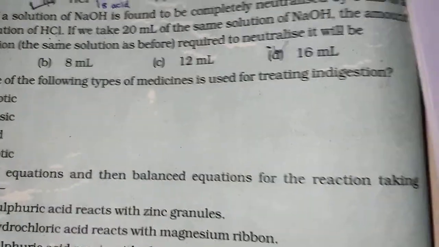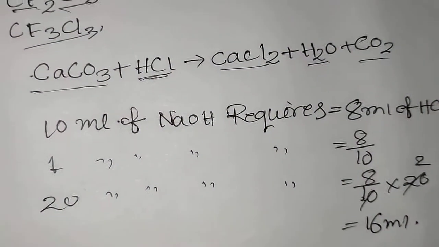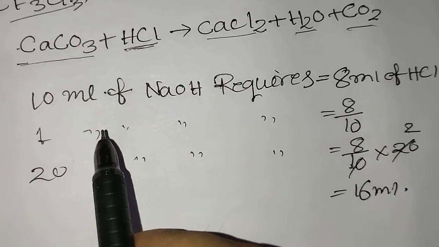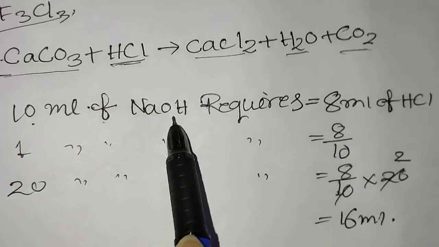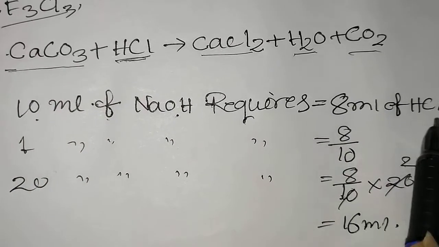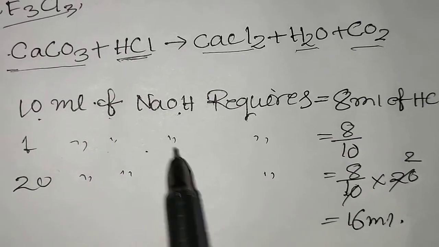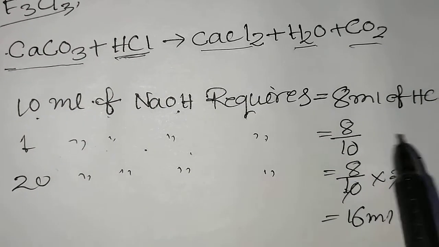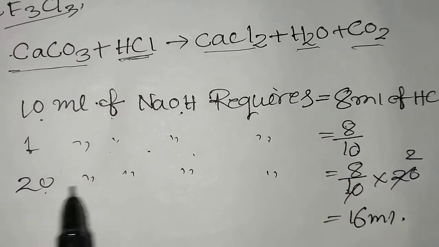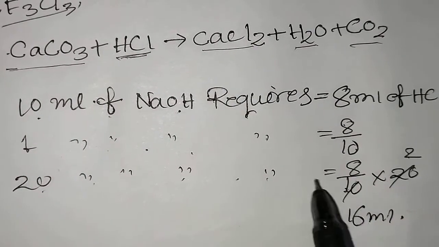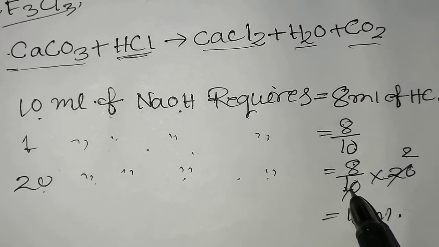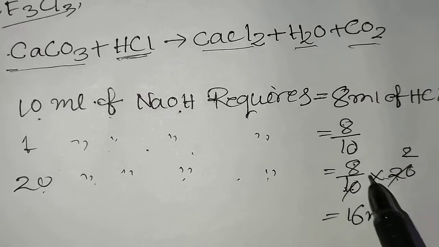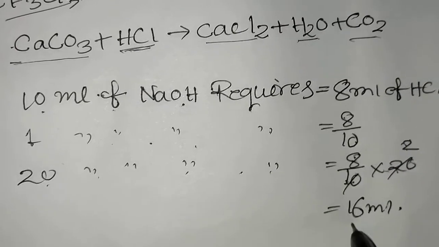this is 16 ml. So again, see the sum: 10 ml of sodium hydroxide requires 8 ml of HCl. 1 ml of sodium hydroxide requires 8 by 10. Then 20 ml of sodium hydroxide will require 8 by 10 into 20, which is 16 ml. The answer is 16 ml.